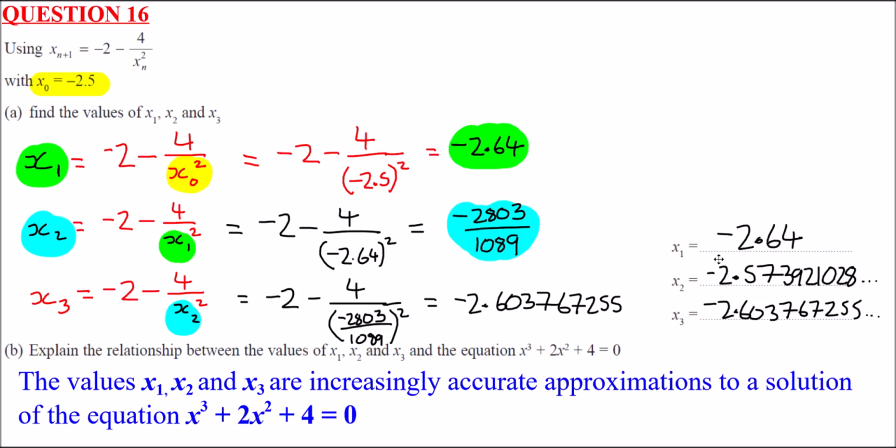The idea of iteration is it will give you a really close answer. It will actually hone in on the exact answer if you can't factorize or use a formula to get the answer using a different method. So that's question 16.